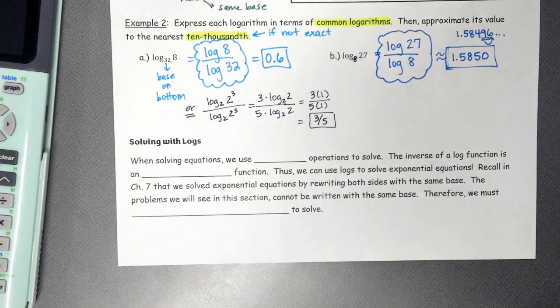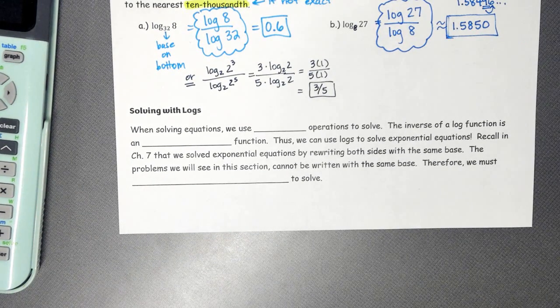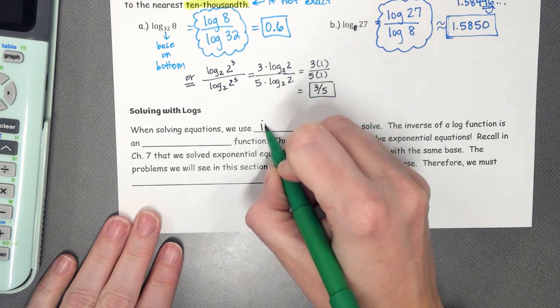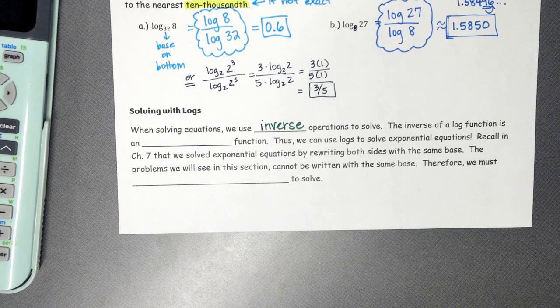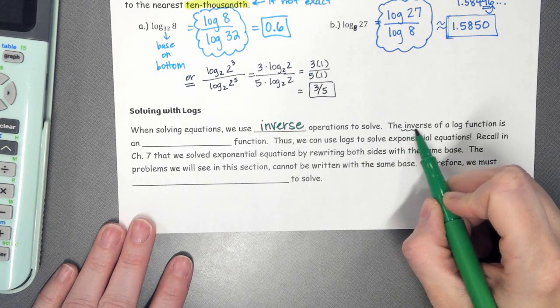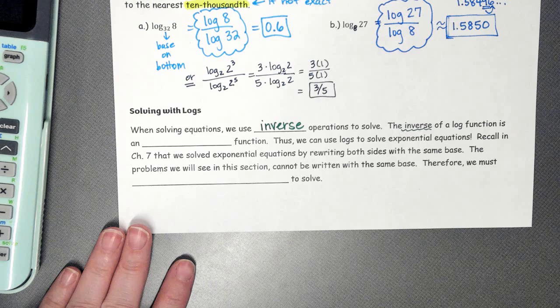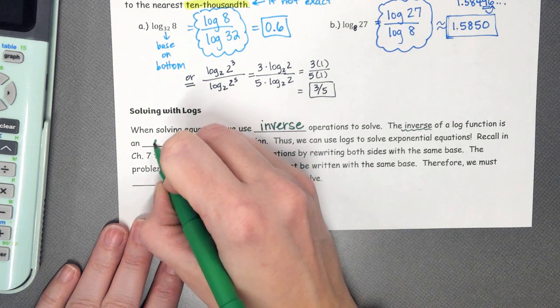All right, when you are solving equations, we use what type of operations to solve? Like, how do you know that if you have division, you're going to use multiplication? Inverse operations. Okay, so the inverse operations that we're really familiar with are addition, subtraction, multiplication, division. See, you guys can use these context clues, right? The inverse of a log function is an exponential function.